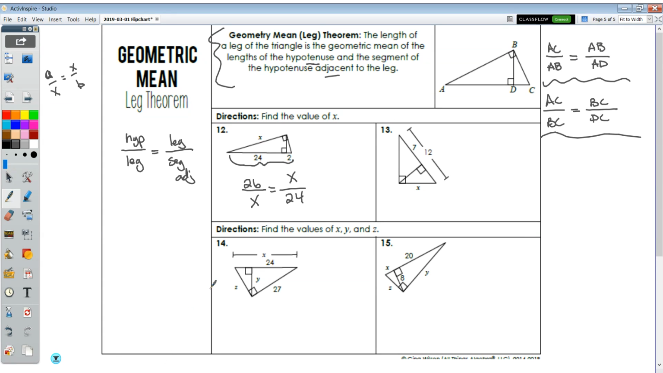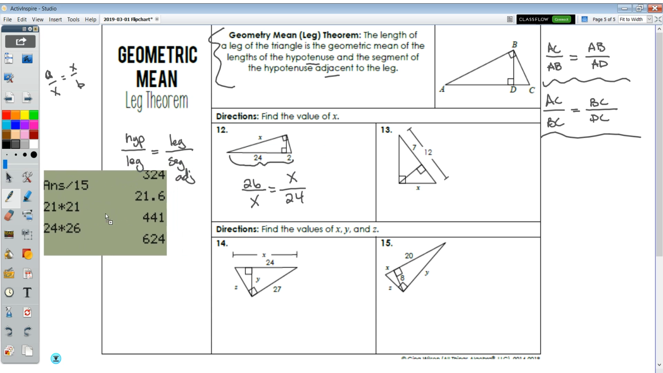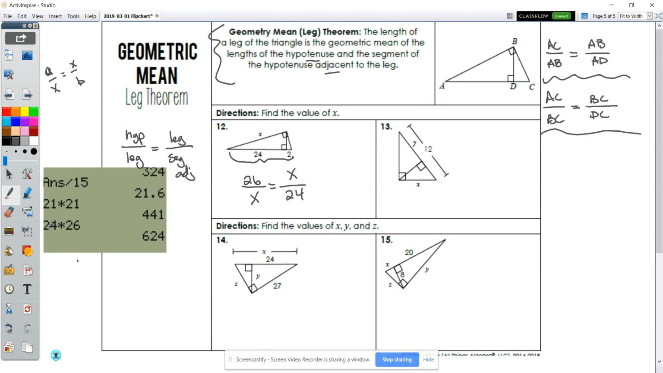I'm going to grab my calculator. I know you can't see it, but 26 times 24. And we'll stick that right there. So 24 times 26 this way is 624. x times x, x squared. And then you would take the square root of both sides.